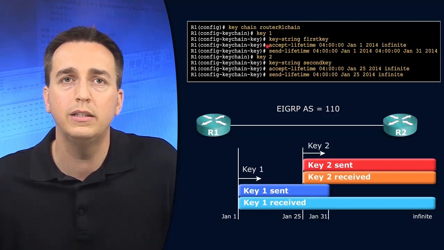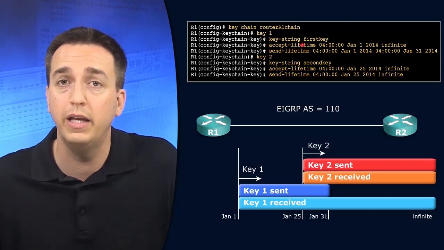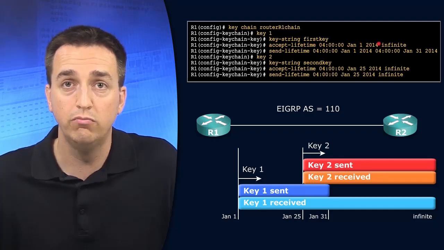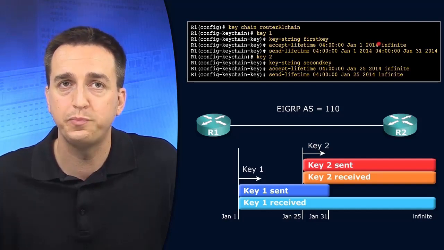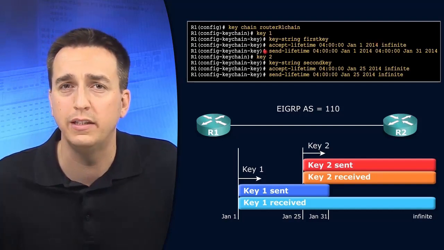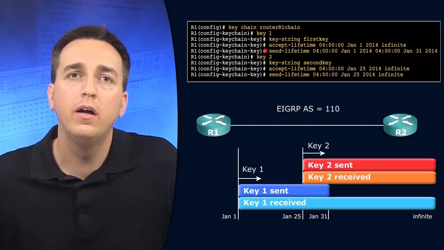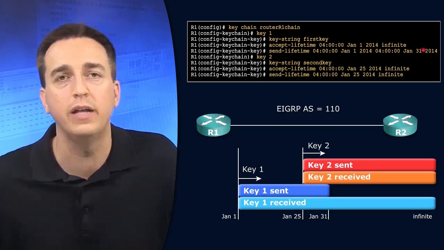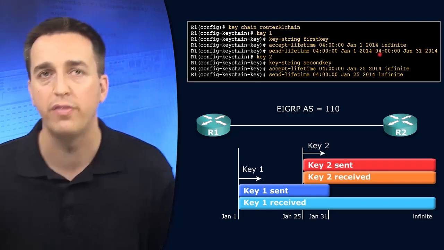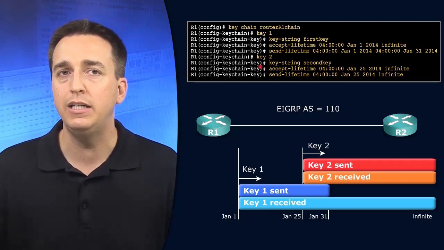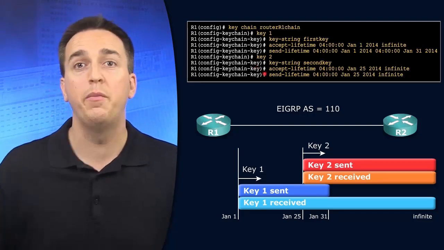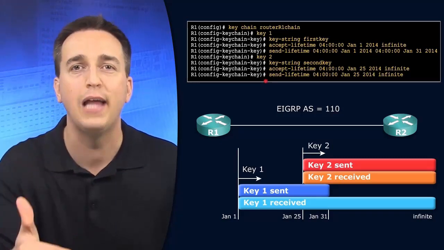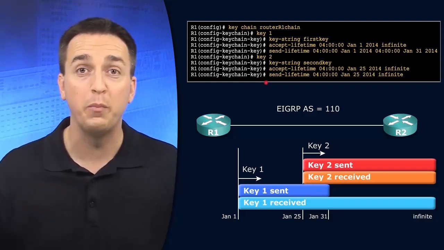So in this example, you can see that we are accepting key 1 from a neighboring router from 4 a.m. on January 1st, 2014 to infinity, meaning it's never going to expire. However, we're only going to be utilizing or sending key 1 from 4 a.m. on January 1st, 2014 to 4 a.m. on January 31st, 2014. So it's going to expire at the end of the month in this case. Key 2 is then going to have to come into play at some point in time because after January 31st, we no longer have a key that we can utilize for the authentication process. We won't be sending anymore.